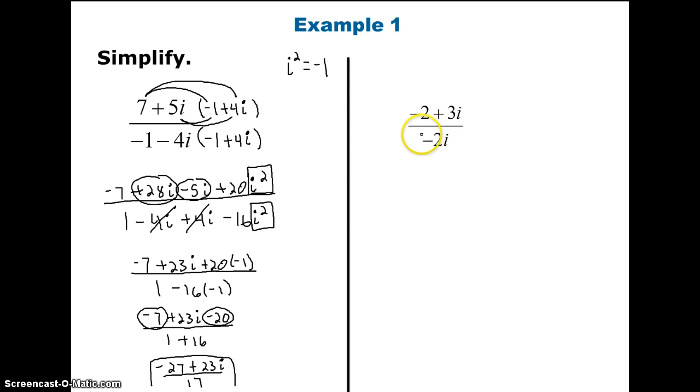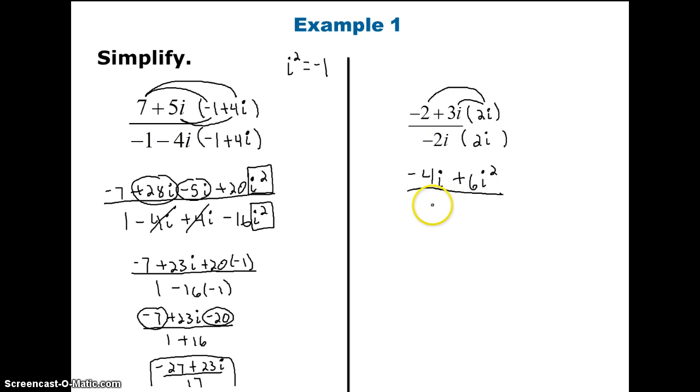Next one, same thing. We don't have a complex number per se on the denominator, but it is a pure imaginary. So we just multiply by the conjugate. You change the sign of the pure imaginary, so that's positive 2i. On the top, positive 2i. So you multiply. Here's the fraction line. Multiply 2i times -2, that's -4i, and positive 2i times positive 3i is positive 6i squared.